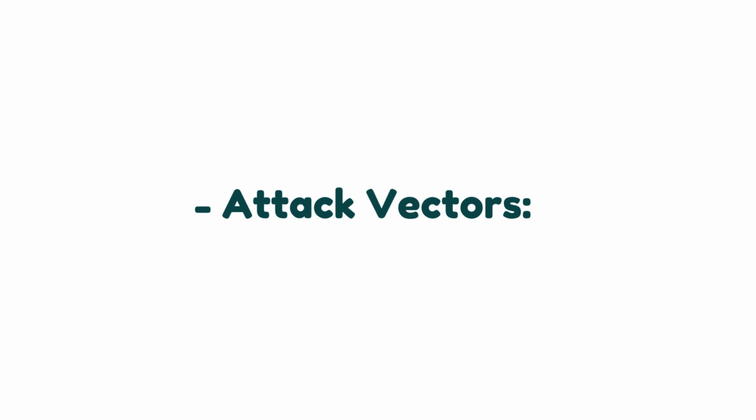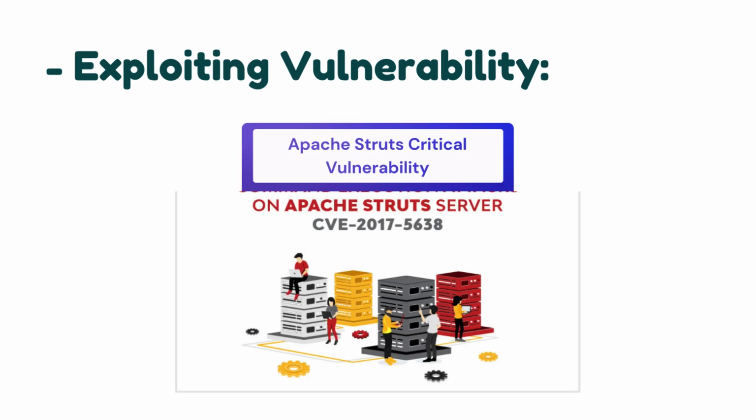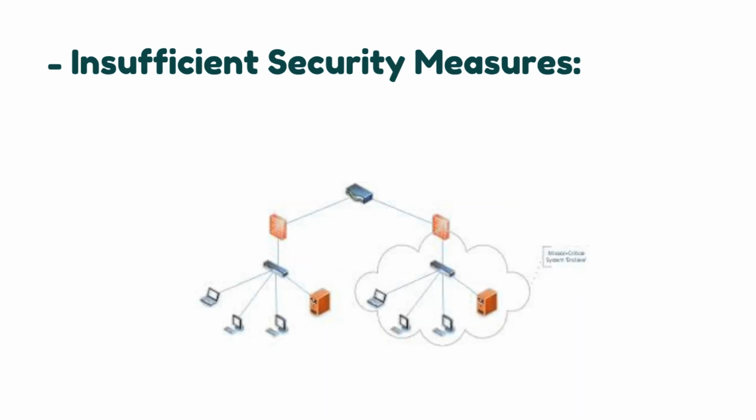Attack vectors. Exploiting vulnerability. Attackers leveraged a known vulnerability, CVE-2017-5638, in the Apache Struts framework to gain unauthorized access. Insufficient security measures, weak perimeter defenses, and inadequate network segmentation allowed attackers to move laterally within the network.